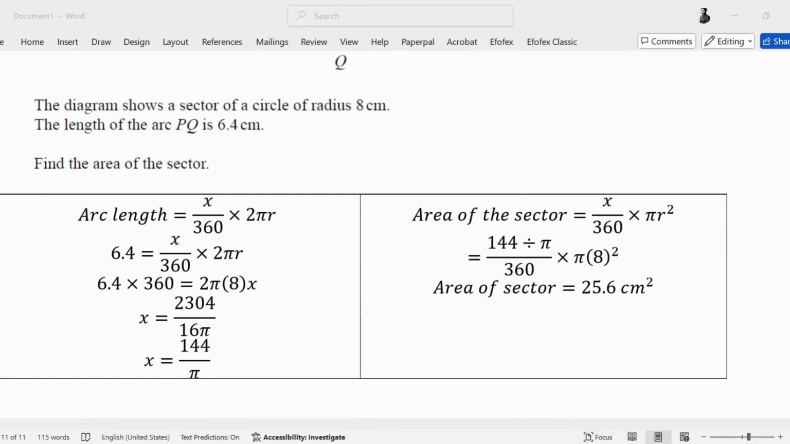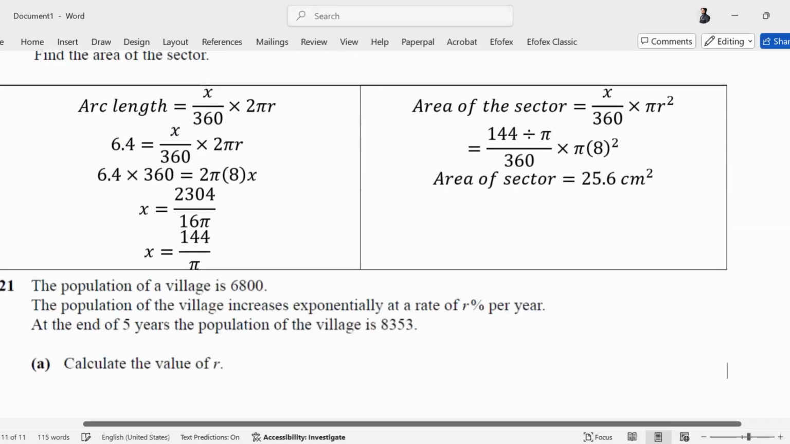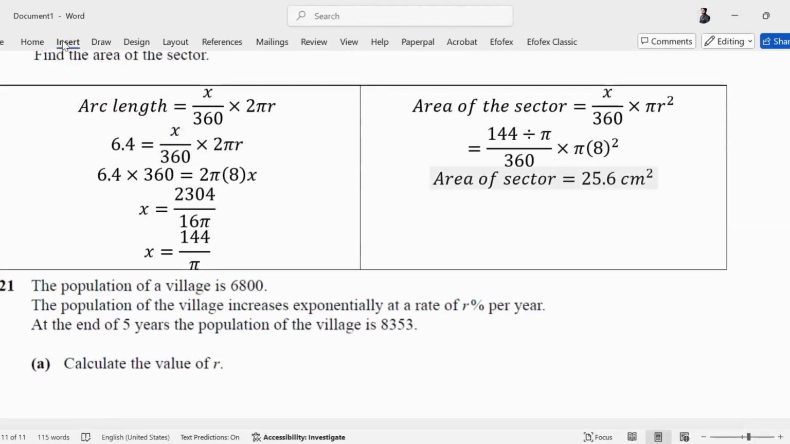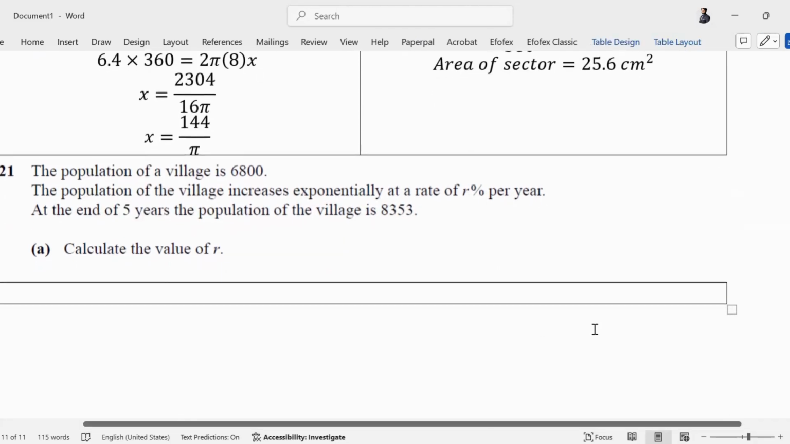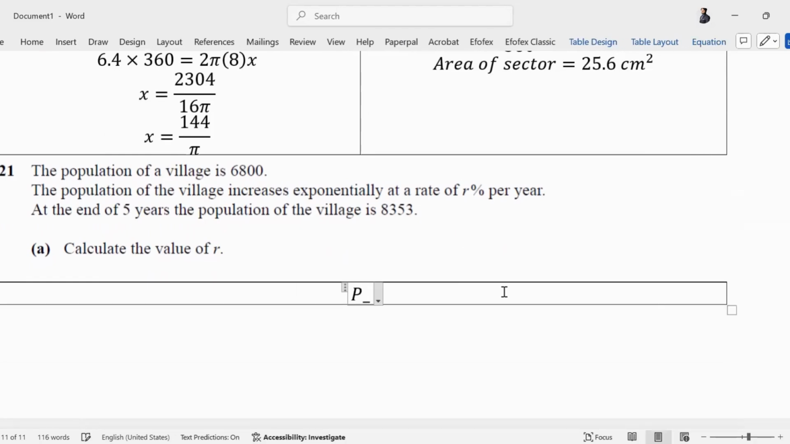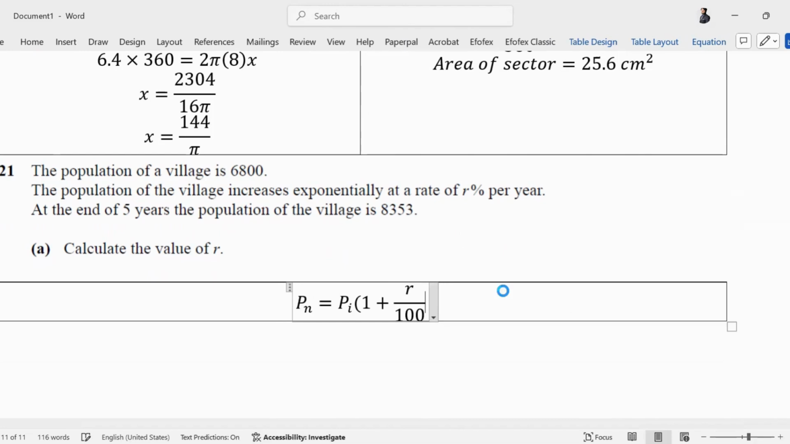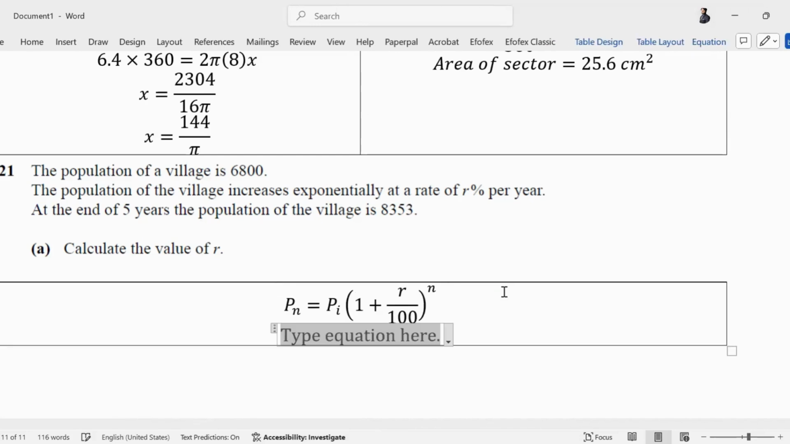which states that the population of a village is 6,800. The population of the village increases exponentially at a rate of R% per year. So population after n years, if I want to find it, will be the initial population times 1 plus R upon 100, because it is increasing. If it was decreasing, I would have written 1 minus R upon 100, to the power n.